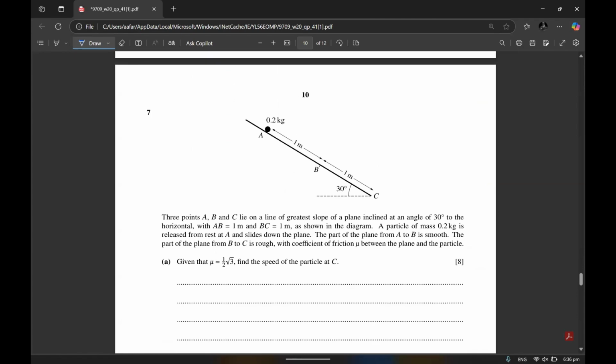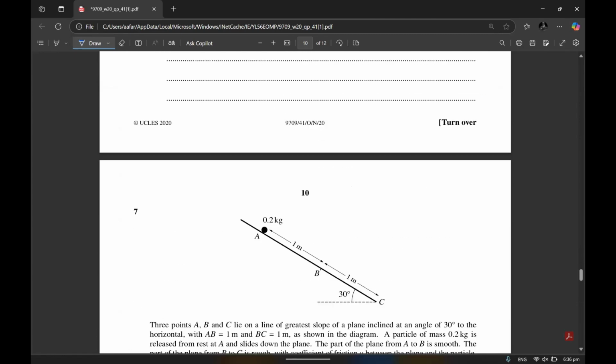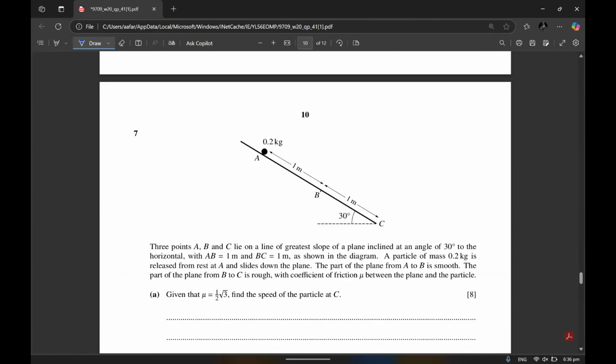Okay, final question. Question number 7. There's no question after it, right? Yep, formula. 3 points A, B, and C. Yes, so AB is 1 meter. Yep, I was expecting this more than friction. Good to see.